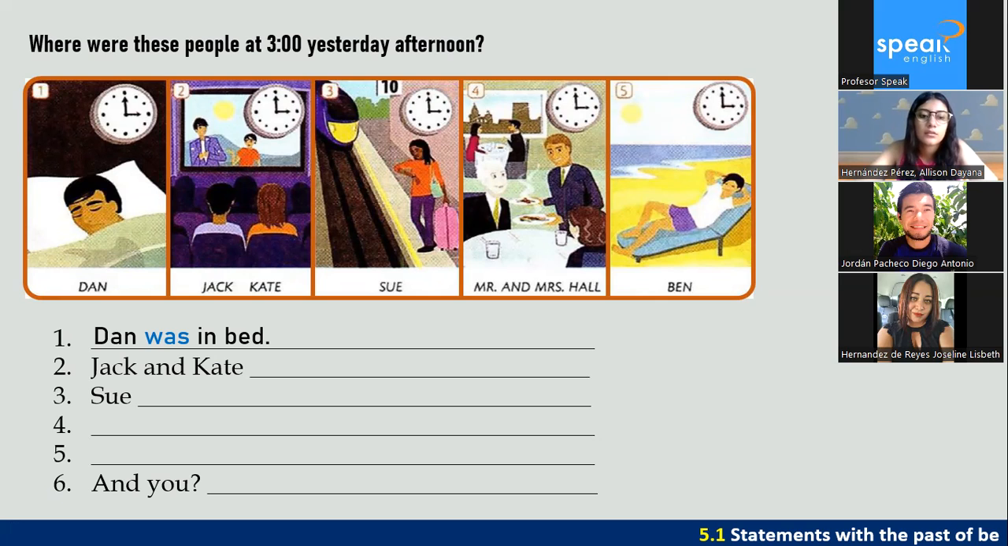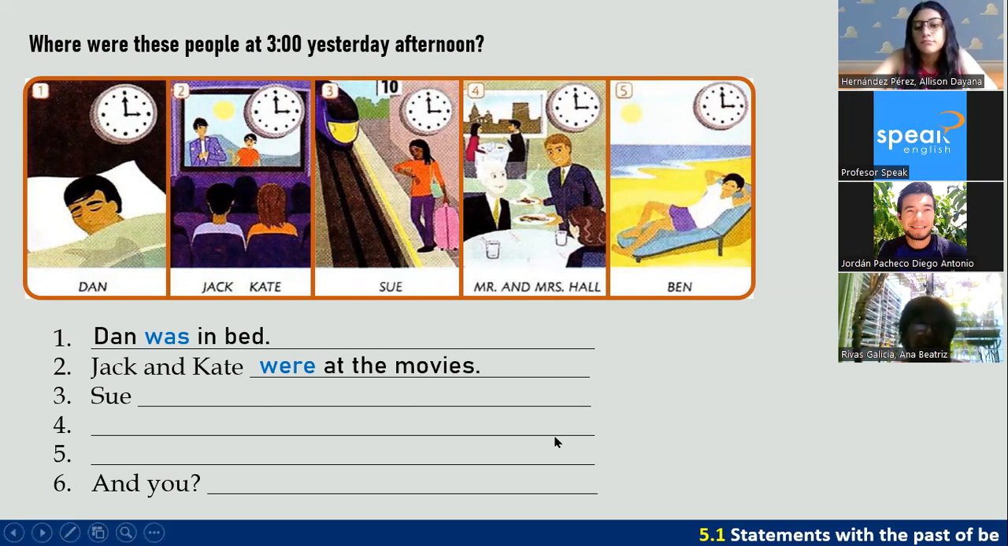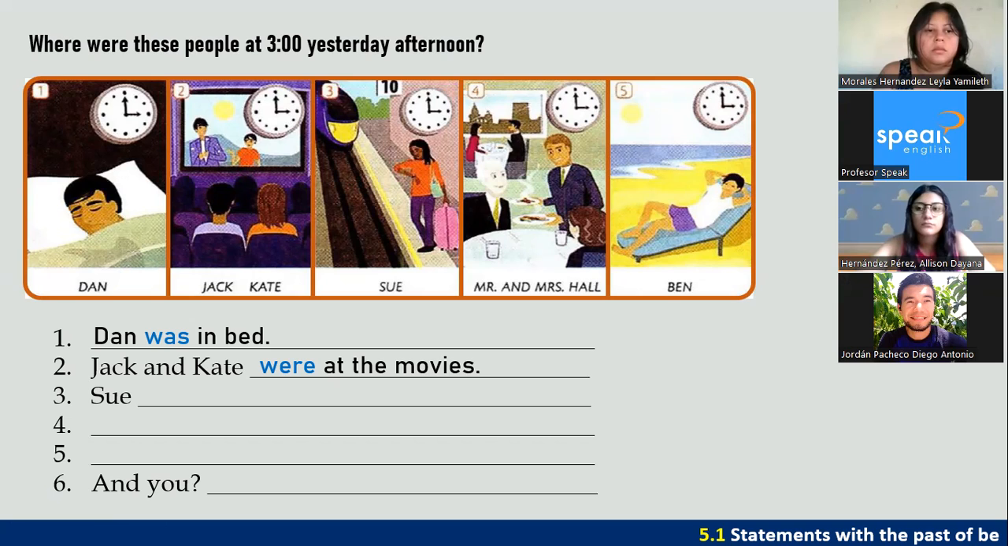Perdón, ¿me puede levantar la mano para que no hablemos todos al mismo tiempo? Disculpen. Okay, Allison, dígame. Jack and Kate were in the cinema. Okay, were in the cinema or at the movies, right? Muy bien, cualquiera de las dos. Kate and Jake were at the movies, or in the cinema, or at the cinema. Mm-hmm. Number 3. Thank you, Leila.